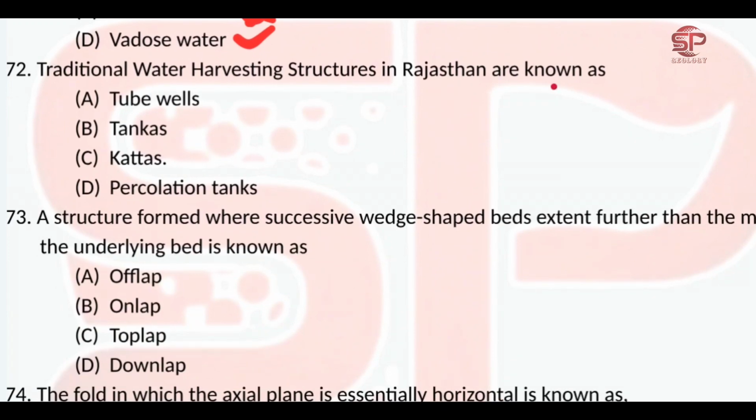The traditional water harvesting structure in Rajasthan is Tankas. They are actually tanks. They are basically made in the Thar desert, in the Bikaner region. They form a tank which stores the rainwater.